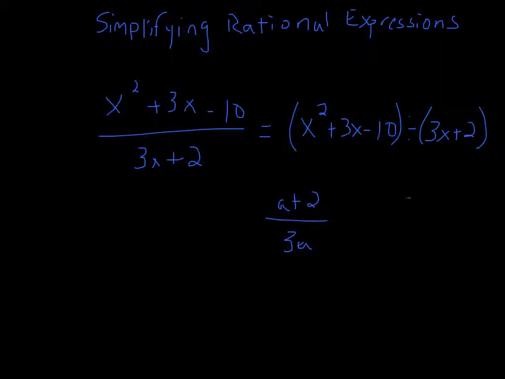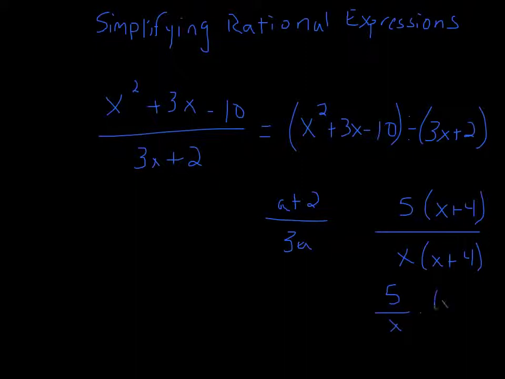However, if you have something like this, 5 times the quantity x plus 4 over x times the quantity x plus 4, you could actually break this into two different parts. You could do 5 over x times x plus 4 over x plus 4. And look at that, x plus 4 over x plus 4. What is anything over itself? That just means 1, so that goes away. So your answer is just 5 over x.